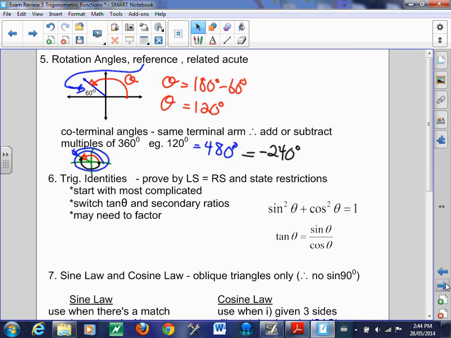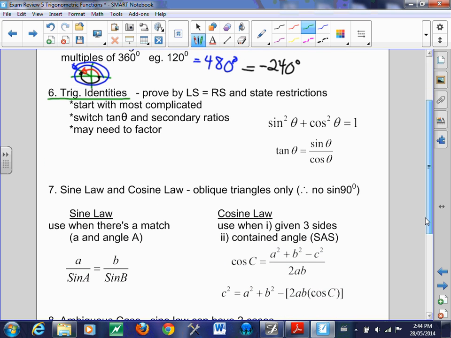Probably one of the hardest parts of the unit. Okay, guys? And you will expect to have at least one of these on your exam. So remember, whenever you do a trig identity, you've got to prove left side equals right side and state the restrictions. So always set up left side equals the left side of the equal sign and the right side equals the right side. You can at least get partial marks for doing that.